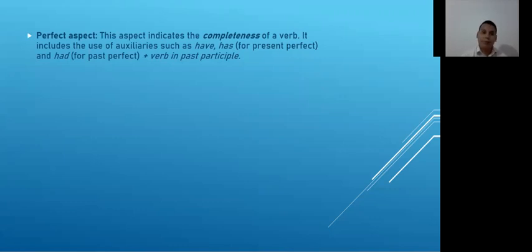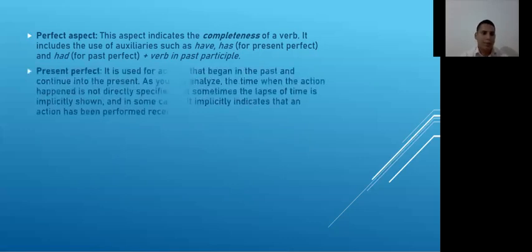Perfect aspect. This aspect indicates the completeness of a verb. It includes the use of auxiliaries such as have or has for present perfect and had for past perfect, plus the verb in past participle. Let's check out the present perfect then.